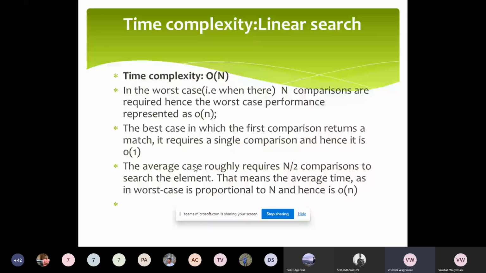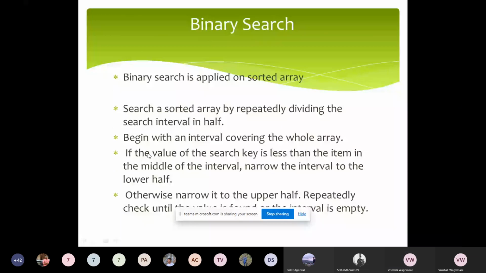And what will be the best case? If this for loop gets the key element at the first value only, it will not search through the whole for loop because the for loop is going to break. In that case, its best case is order of one.